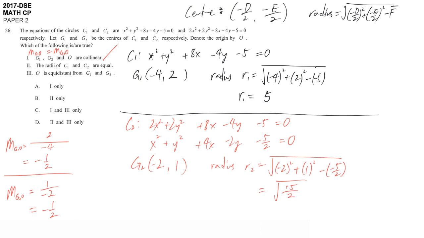And then the second thing is about their radius. Are they equal? Because we change it to standard form, then the value is different. So D, E, F are not the same and we have different radius here. So that's why this is wrong.